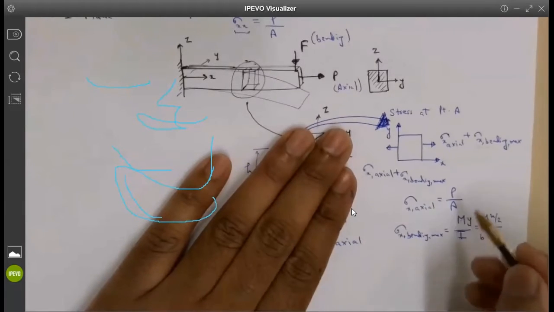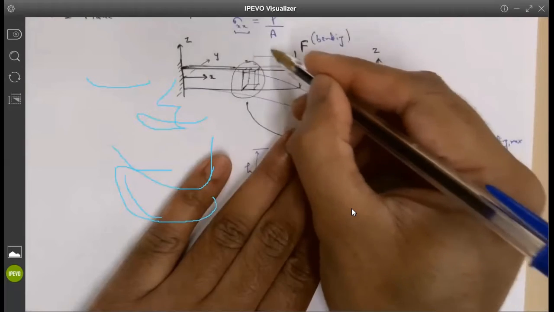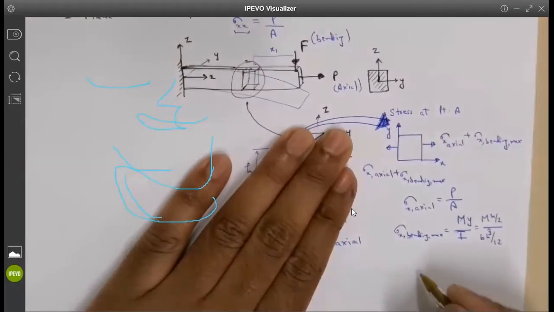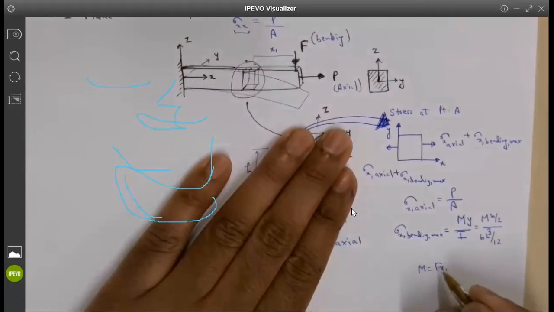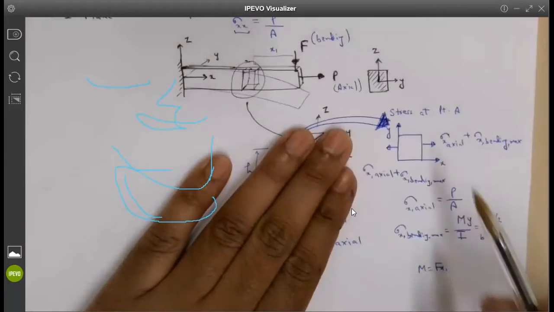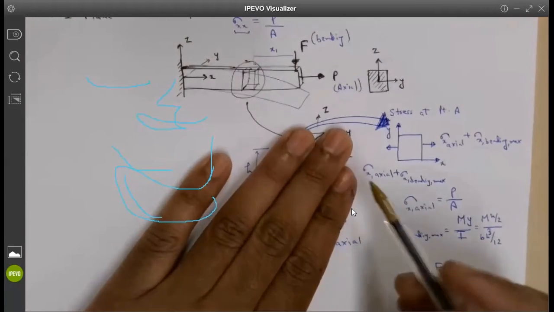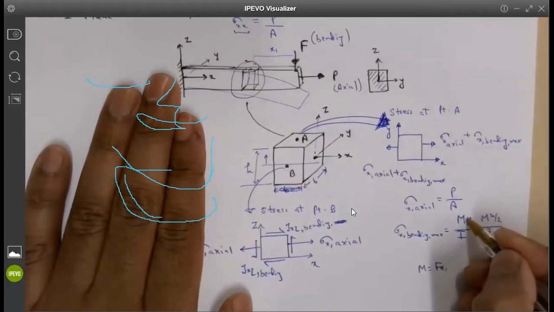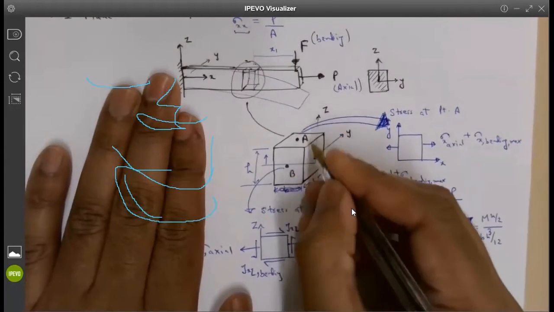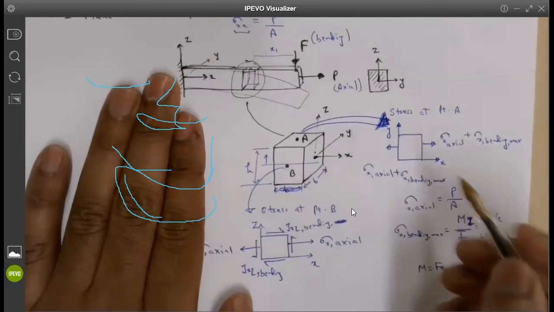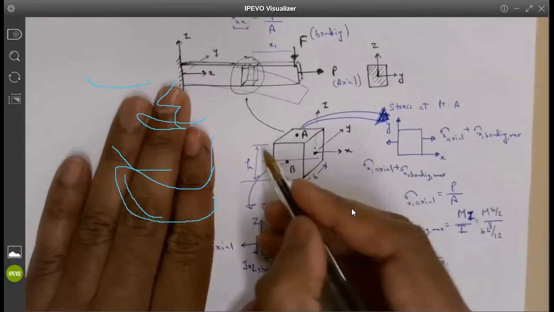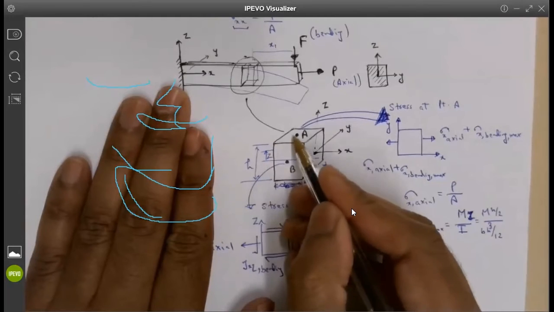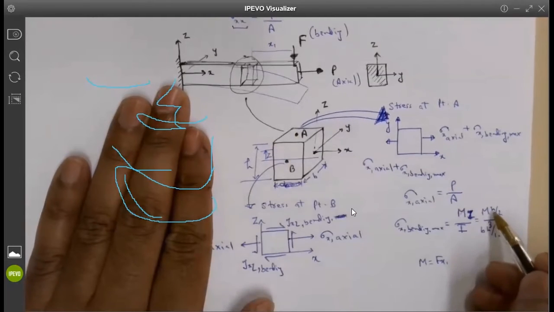Where M is a bending moment, which is basically, if this is your x1, then bending moment M is force times x1. So this is your bending moment. y is basically the distance from the neutral axis. Actually, it should be z, sorry, because we have the z coordinate on the top. So z is maximum h/2. This is z, the maximum distance from the neutral axis, and A is at h/2. So that is why it is h/2.